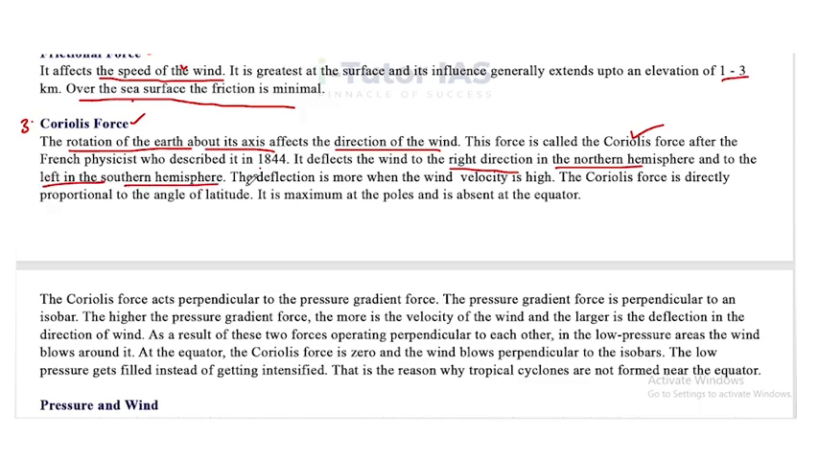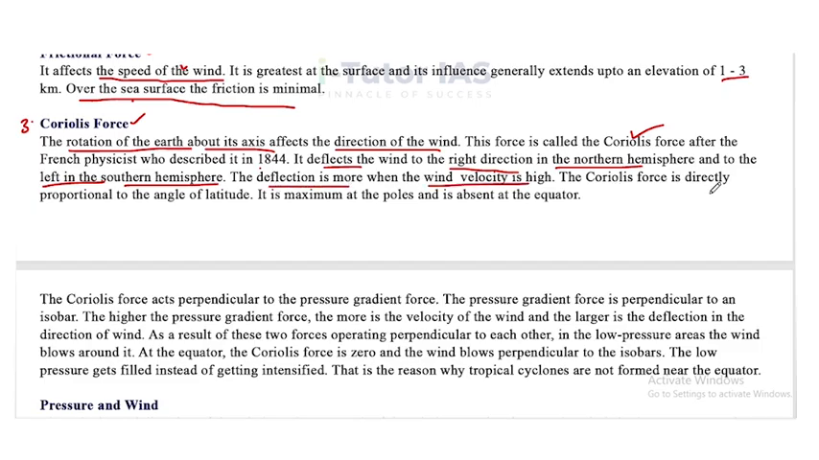So how does Coriolis force affect the wind direction? It deflects the wind to the right in the northern hemisphere and to the left in the southern hemisphere. The deflection is more when the wind velocity is high.